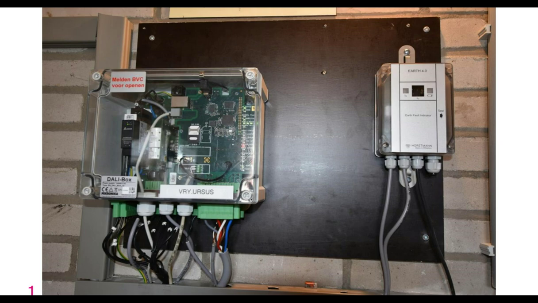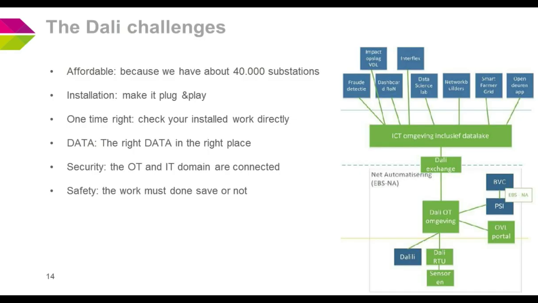What are the daily challenges? They must be affordable. Installation must be plug and play. We must do it right the first time. With distribution automation, much of the time we must go back a second or third time. So we have introduced a handheld to see if we have the good measurements and a good place for the sensors to measure the current and the voltage. So it is one time in the station and one time good.